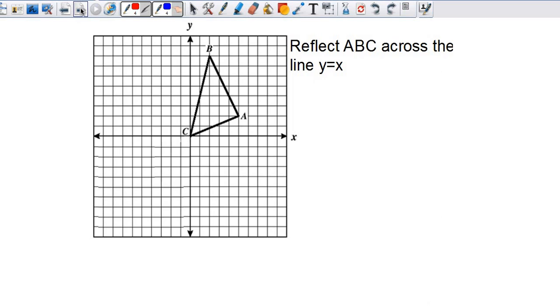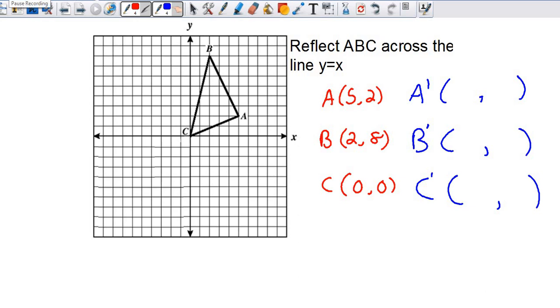Go ahead and try to reflect this one across the y equals x axis. Remember, find all your points, and then when you reflect it, if y equals x, then x equals y. So the first thing you want to do is make sure you identify points A, B, and C. Once you've done that, remember, if you're reflecting across y equals x, then x equals y.